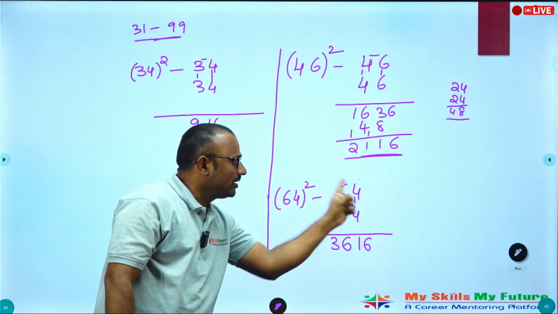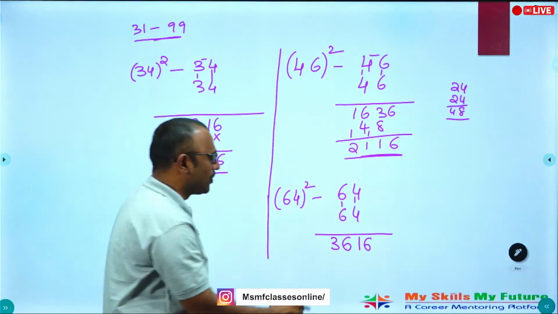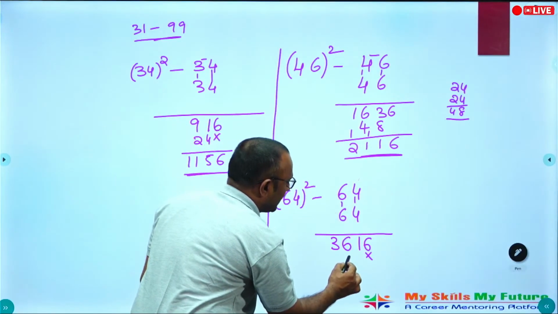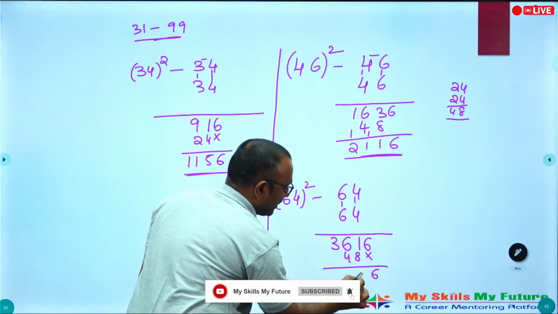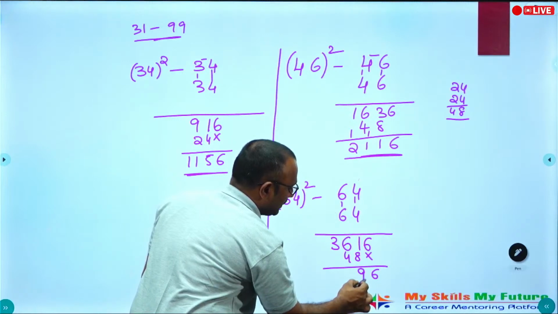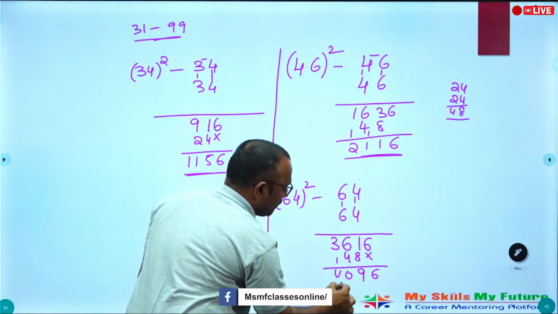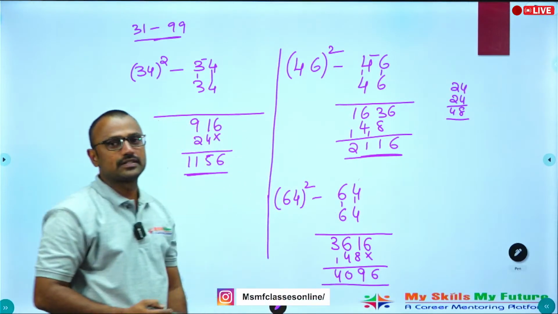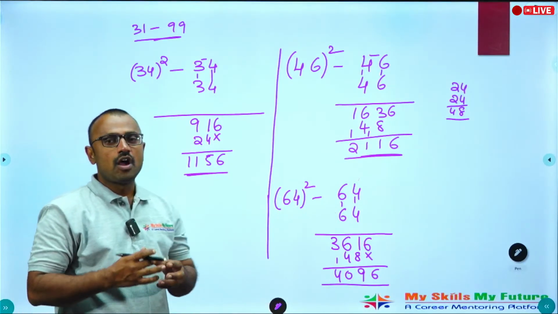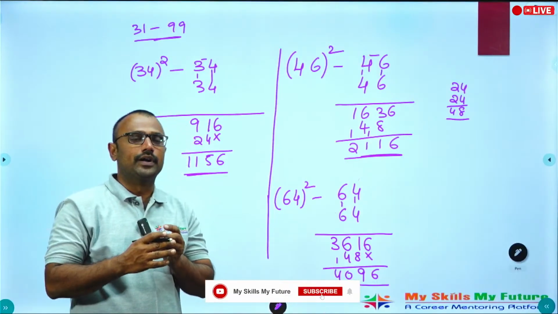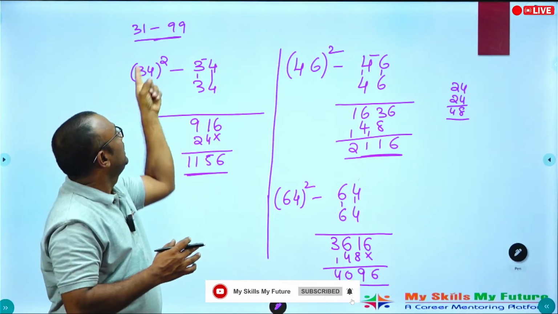Multiply horizontally. 6 fours 24, 24. 48. Leave the number here. Write here 48. So 6, 9, 0... 4096. 4096. So I hope you are getting how to find the square of a number from 31 to 99.